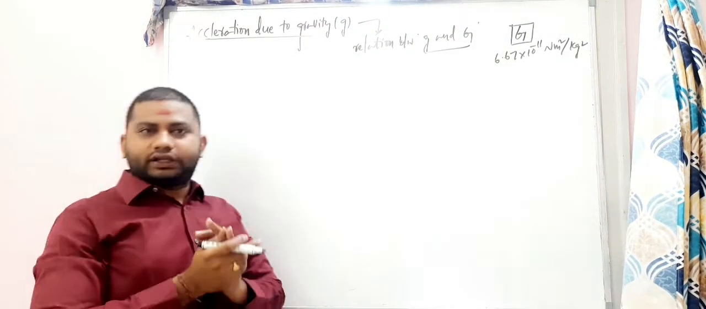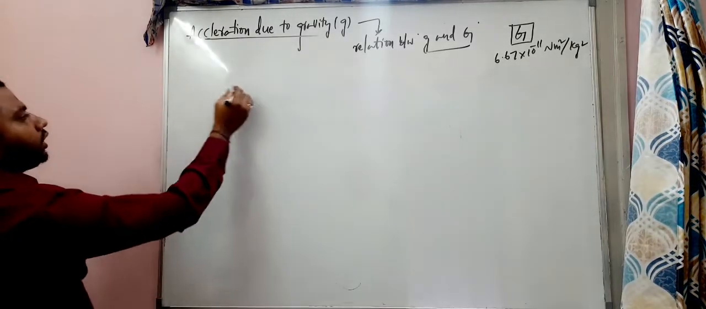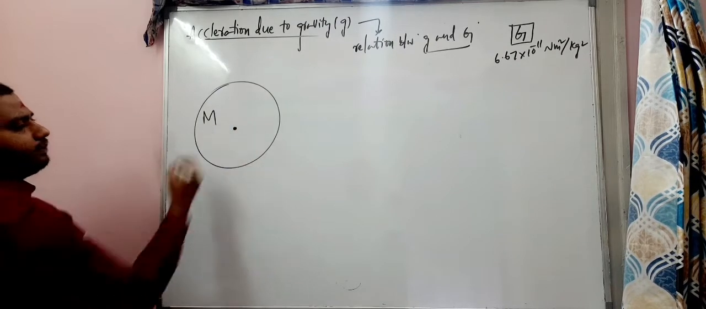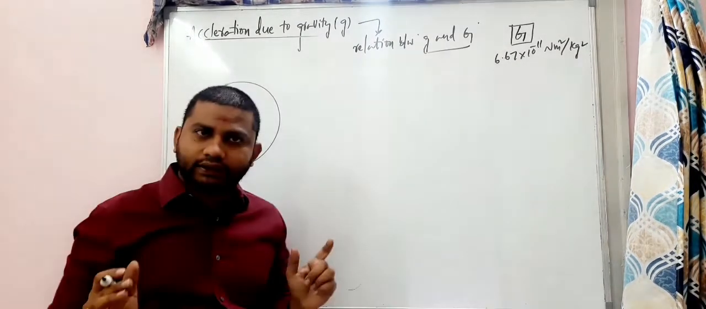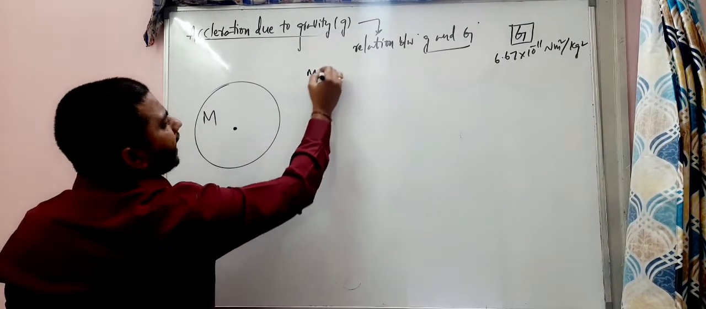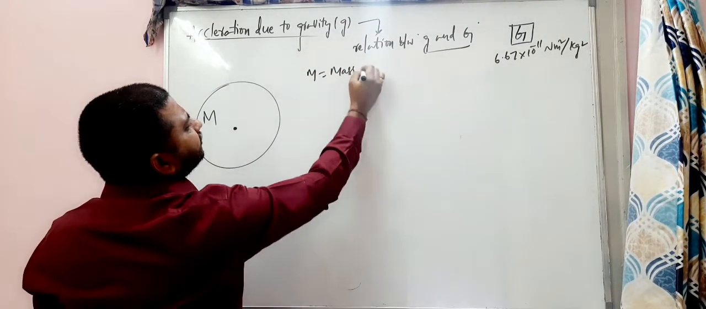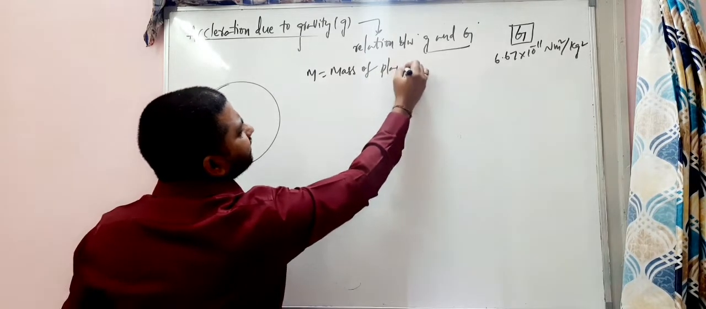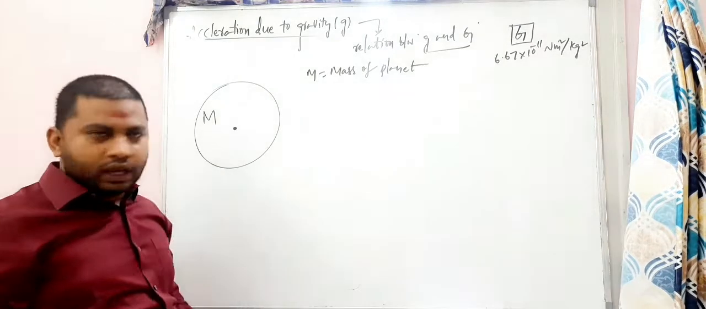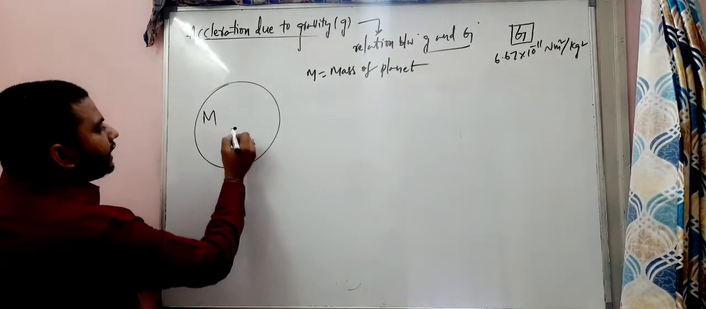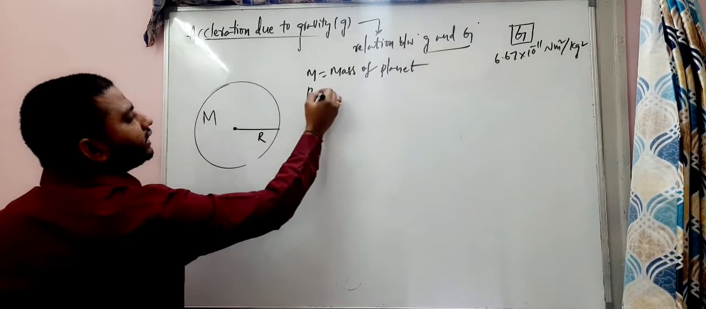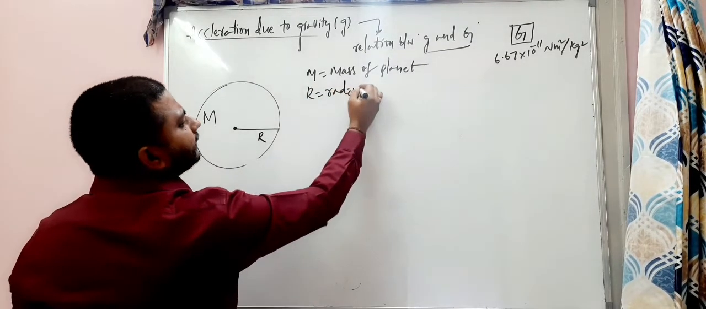Let's concentrate. This is the earth, whose mass is capital M. That may not be the earth, that's a planet. There is a planet whose mass is M. So I'm writing the same. Capital M is the mass of the planet. How simple we are making the topics that are difficult for most of the students, not for you. M is the mass of the planet, and capital R is the radius of the planet.